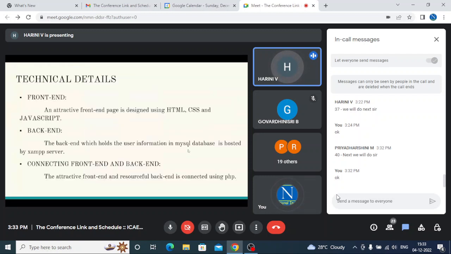For designing this website, for the front end we have used HTML, CSS, and JavaScript, and for the back end we have used a MySQL database which is hosted in XAMPP server. Actually, it is running locally in our systems. And then for connecting front end and back end, we have used PHP.